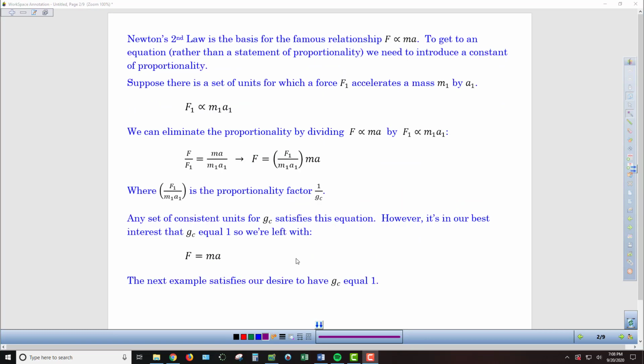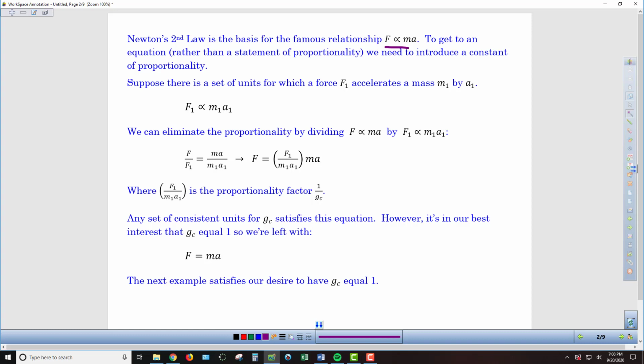But focusing in on the second law, again, it's a statement of proportionality. F is proportional to ma. So that means that to get to an equation, we have to know a constant of proportionality that allows us to transition to F equals ma and then use that equation going forward.